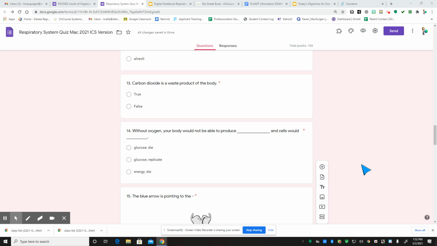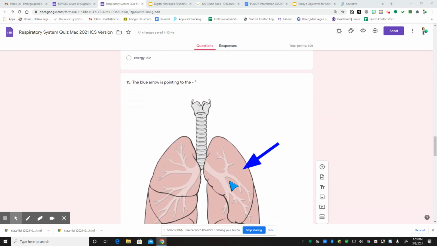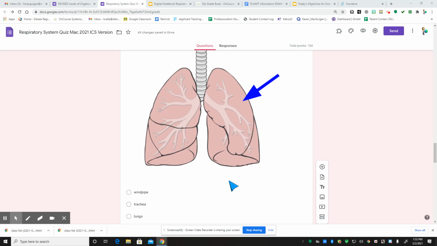14. Without oxygen, your body would not be able to produce blank, and cells would blank. Is it glucose, die; glucose, replicate; or energy, and die? The blue arrow is pointing to windpipe, trachea, or lungs.